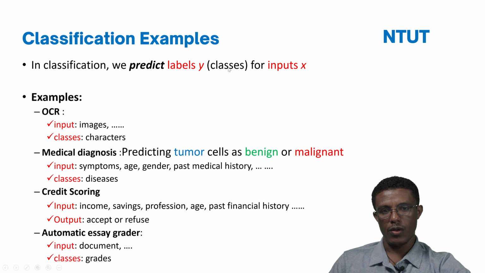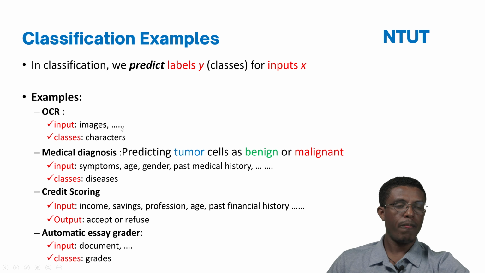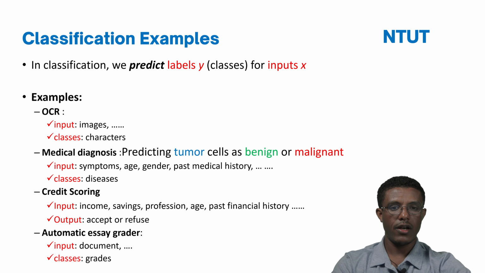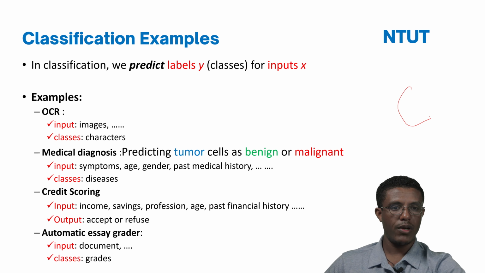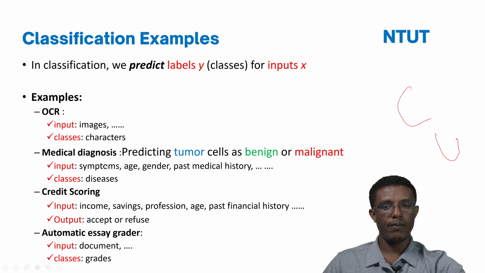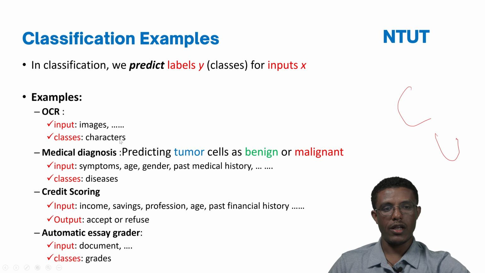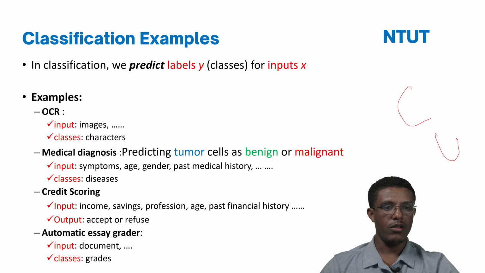In classification we predict a label Y or class for input X. For example, in OCR, optical character recognition, as input we can use images of different characters, and the class is the character. When we give an image of a character, the model says whether this character is C or L or another one. Maybe it looks more like U or C; it depends. So the input is this type of image, and the class is the character.